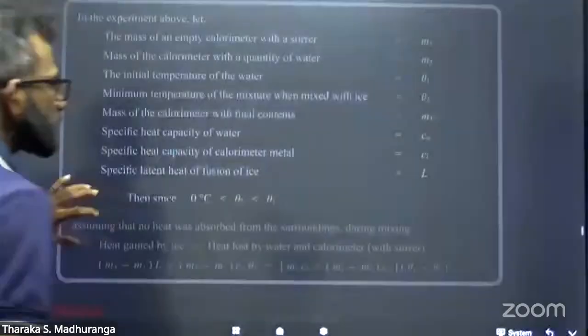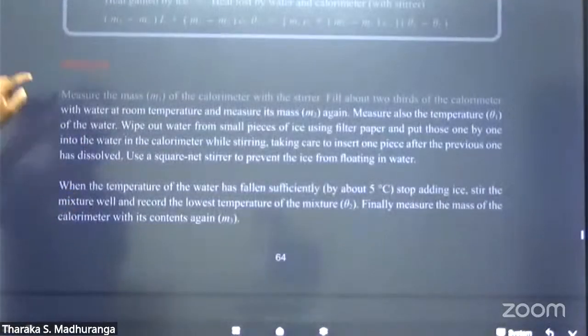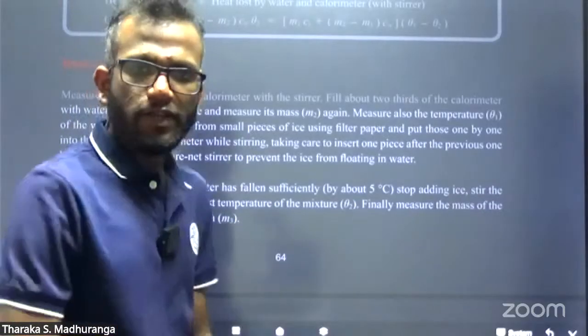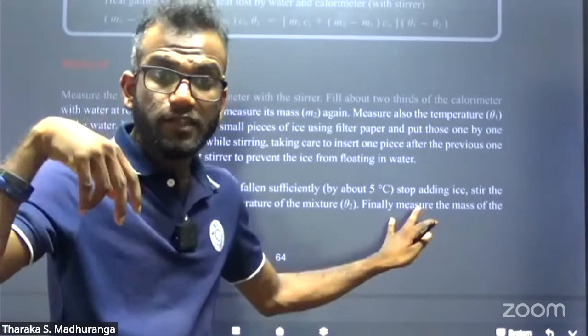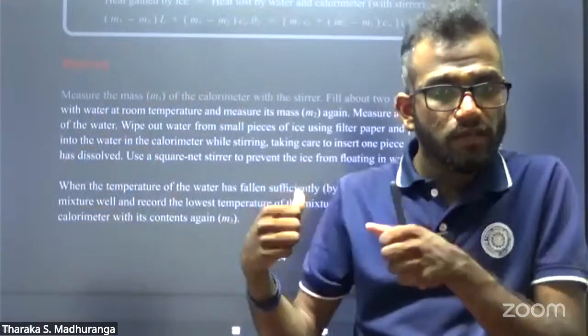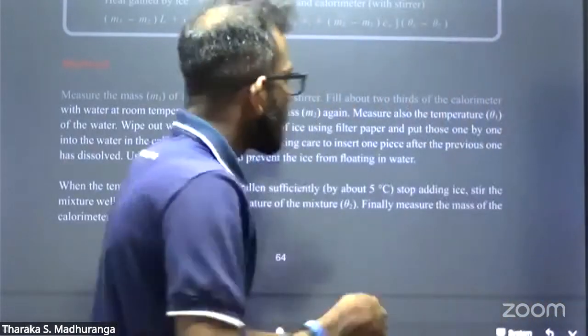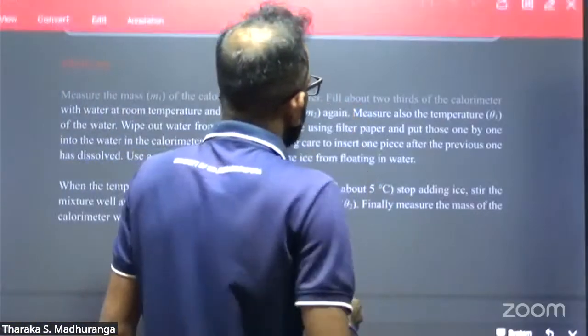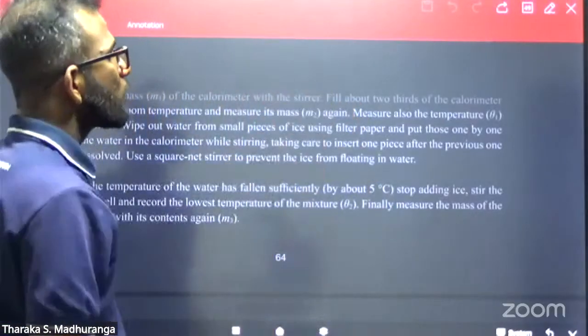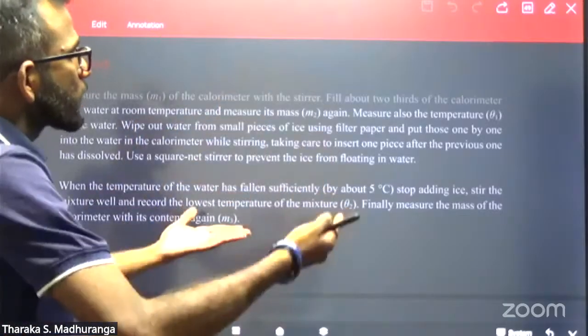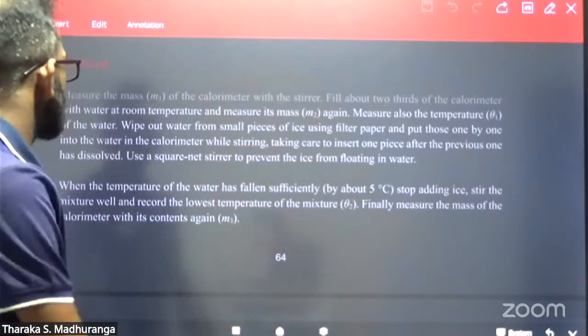You can go to the steps I have given here. Measure the mass M1 of the calorimeter with stirrer. When we take the empty calorimeter mass, use the mass of the empty calorimeter with the stirrer, then we can avoid calculation errors. Fill about 2/3 of the calorimeter with water at room temperature and measure its mass M2. Measure also the temperature θ1.